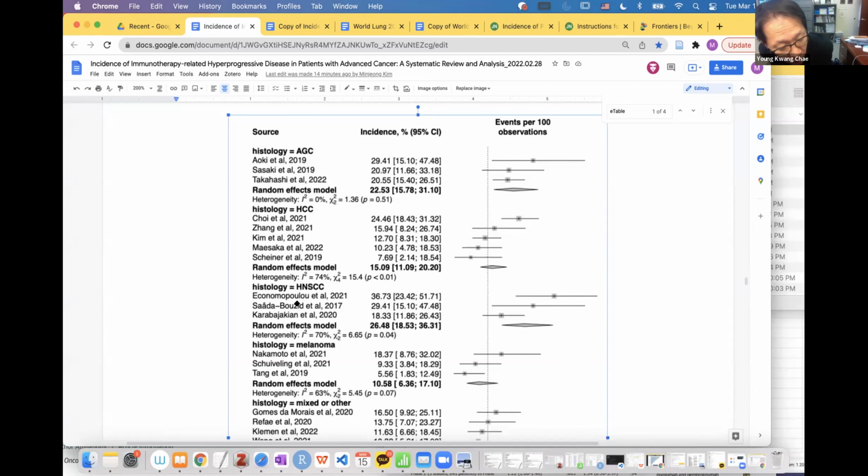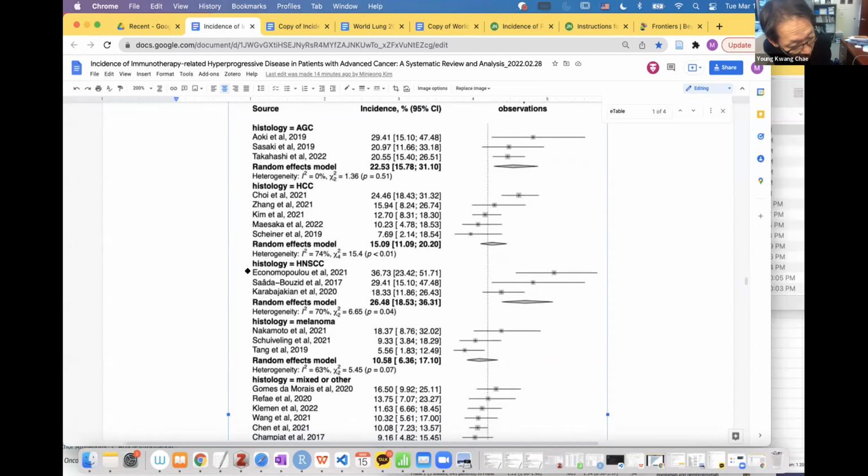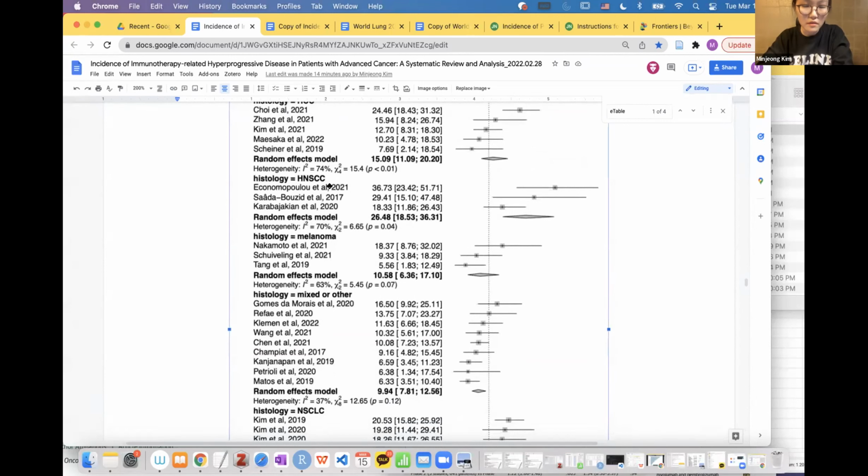So if you look at head and neck squamous cell carcinoma, these two studies use the TGK-based definition, which tends to overestimate. There was one study that I contacted the authors for, but I didn't get an answer from, where they used a different definition and the percentage was far lower. It was around 10%. So I think this is one of the limitations of using the TGK definition.